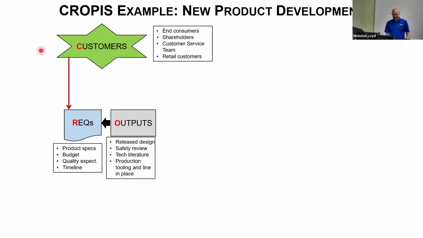And so then for those requirements, we have to say what outputs do we need to deliver? Well, if I'm a new product development company, then I need a release design. There needs to be a safety review. They probably want some kind of a package with it, technical literature. If there's any tooling that goes into that as well, that might be part of it.